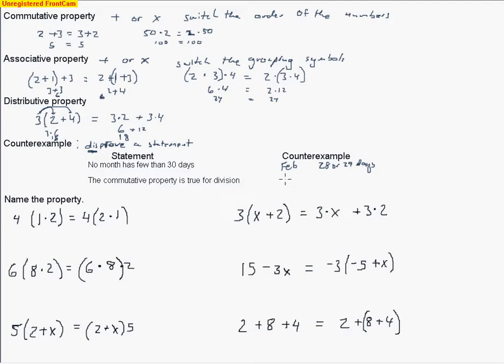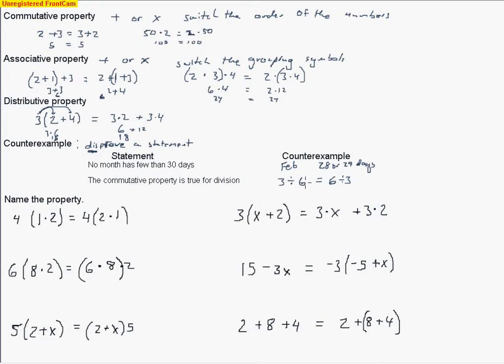See, I could do this. Let's say 3 divided by 6. If I use the commutative property, actually, instead of having 3 numbers, let's just change that to 2. Say 3 divided by 6 would have to equal 6 divided by 3. Now I'm going to show you that the commutative property does not work with division.